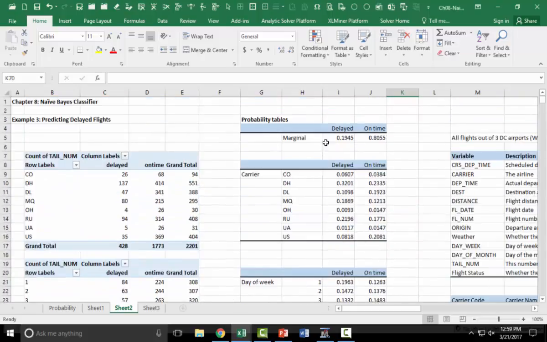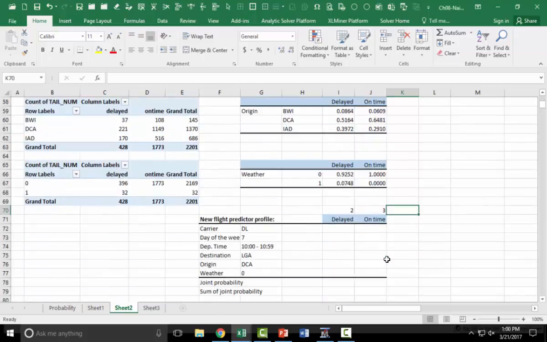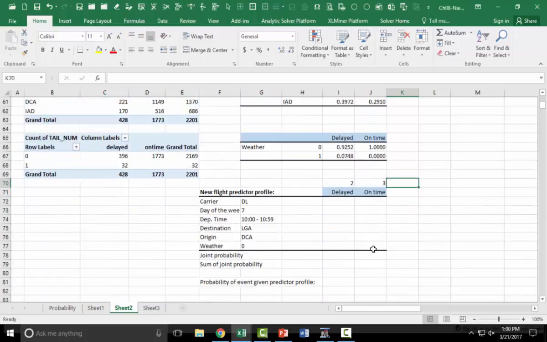So now that we have all the probabilities, the marginal probability and all the conditional probabilities, we are now ready to do the computations for naive classification. Suppose this is the new predictor profile for a new flight. So we have Delta, day of the week, departure time, destination, origin, and weather. So we need to get the conditional probability for each of those predictor values.